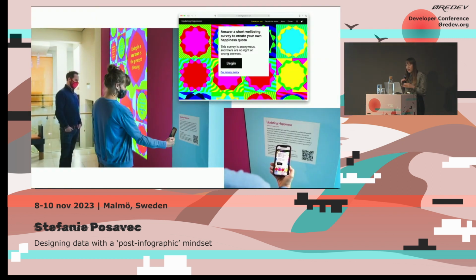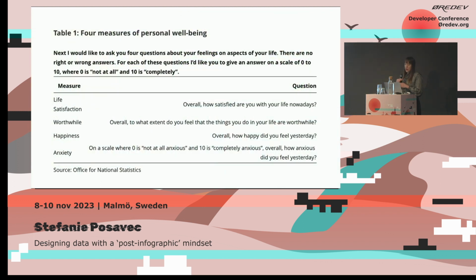So how did I achieve this? Well, I created a work where, to start, participants are invited to take a 2-minute survey either online or on their phones in the gallery. This survey asks you your age, along with 4 questions adapted from the UK's Office of National Statistics for measures of personal well-being, which are on screen.